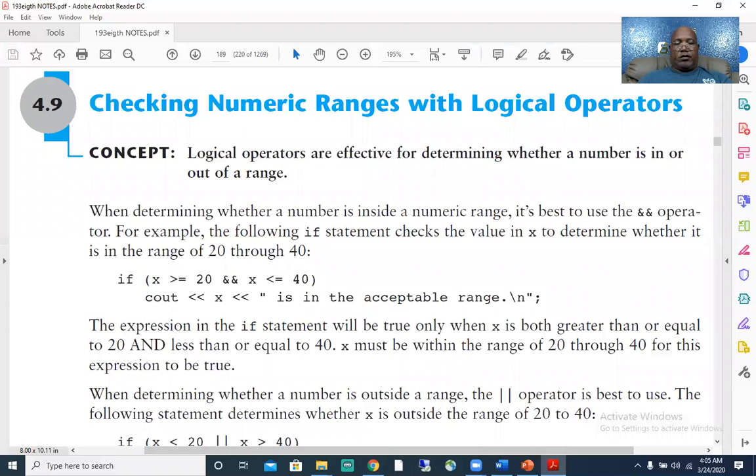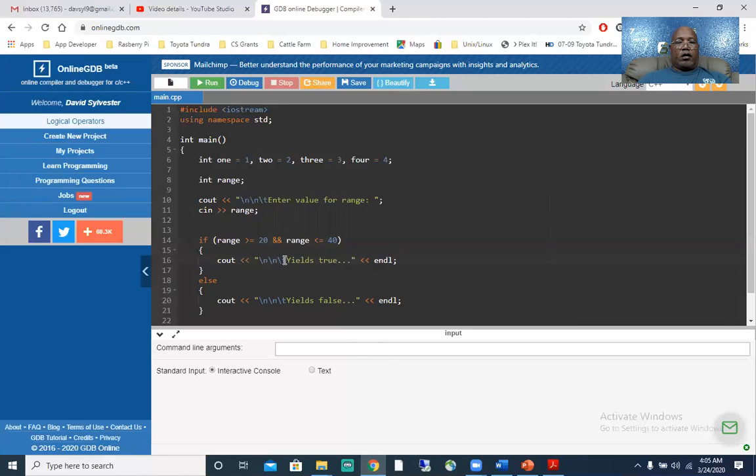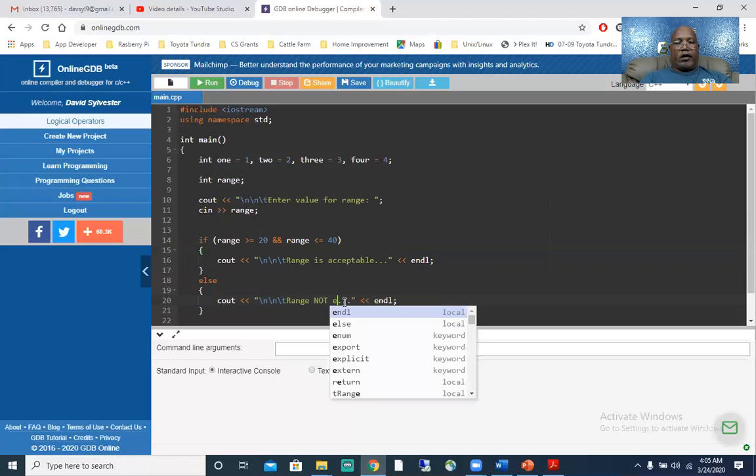Acceptable. That's the word they use. All right. Acceptable range. So let's go back to the online GDB. Okay. So we'll put in here "is acceptable." All right. And if not, we'll put "range not," and I'll just put the "not" capitalized.